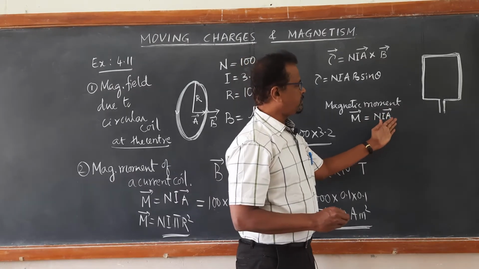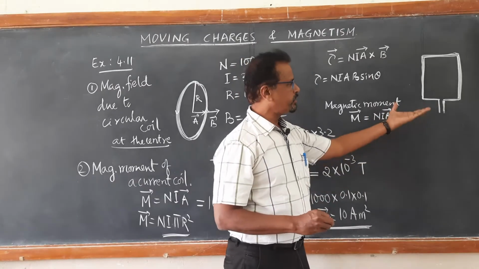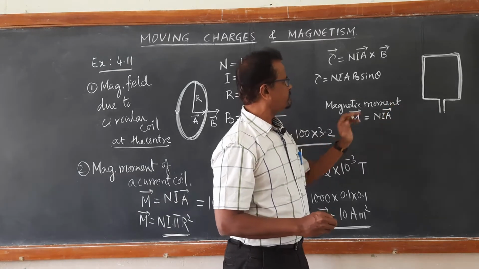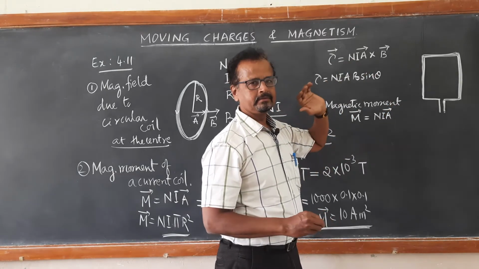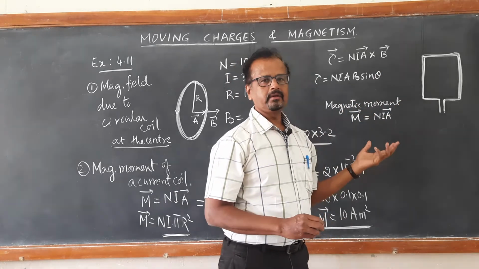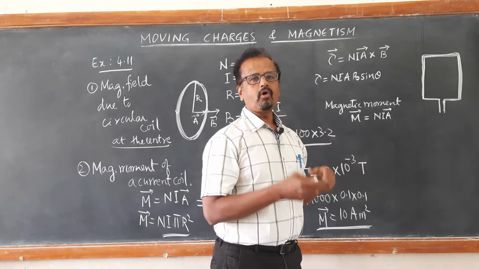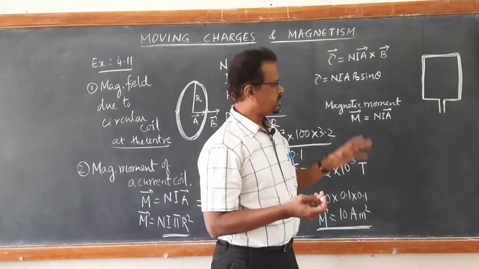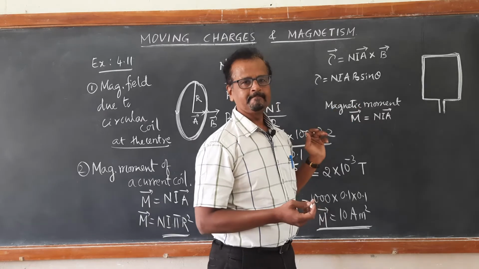The coil may be rectangular. Here we have taken the example of a rectangular coil. It just depends on the area. Torque also depends on the area. So the coil may be rectangular, a square, circular, or of any other shape. It just depends on the area of the coil.